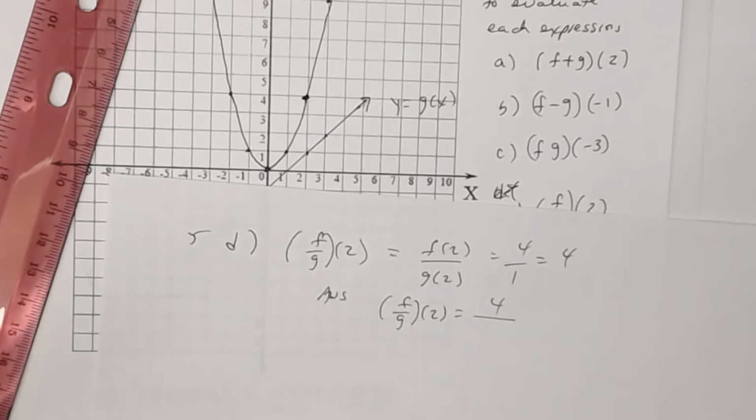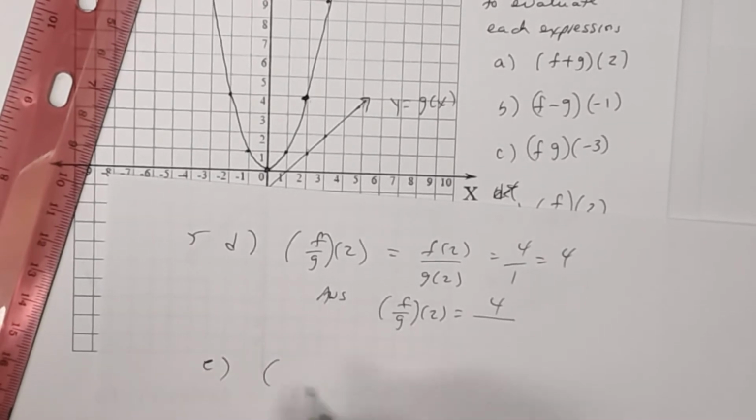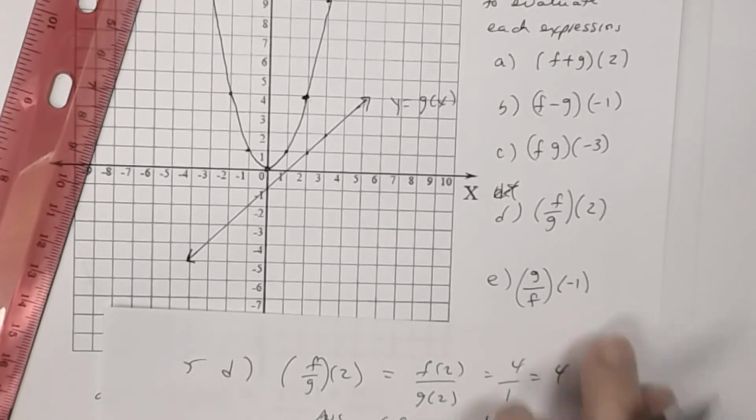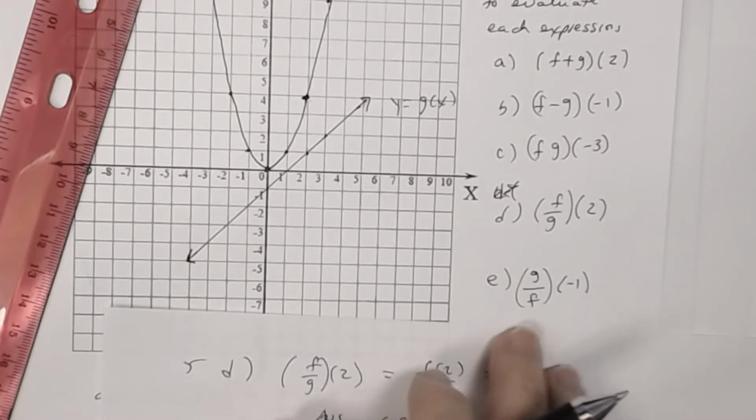All right, E. So for E, it looks like you want to find g divided by f at negative 1. So the quotient of g and f at negative 1.